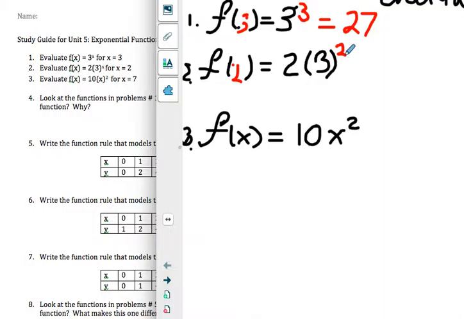And then we're going to have 2 times 3 squared. 3 squared is 9. So we're going to have 2 times 9. And for this one, we're going to get f of x is equal to 18.